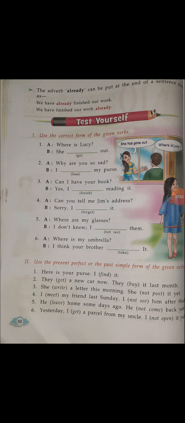Another adverb is already, that can be used between the verbs, the helping verb and the main verb, or you can write it at the end of the sentence. For example, we have already finished our work and we have finished our work already. Now here is some work for you. Use the correct form of the given verb.